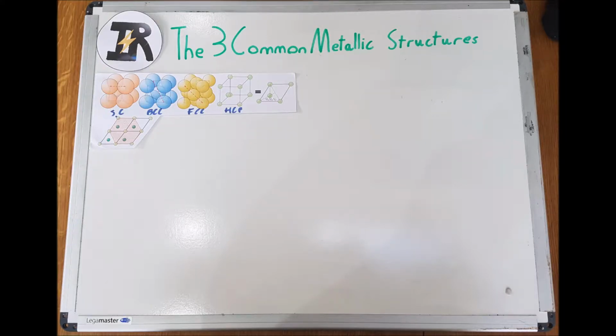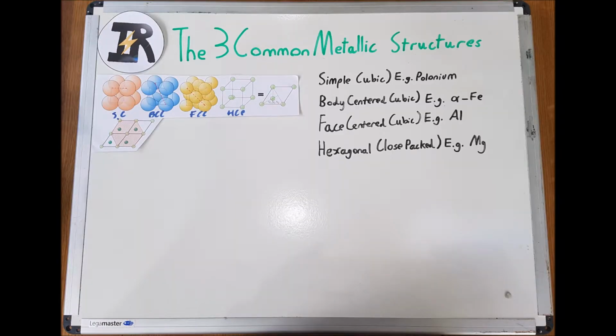Hello, my name is Ionic Rob, and in this video I will be showing you how to calculate the atomic packing factors of the three common metallic structures. The three are body-centered cubic, face-centered cubic, and hexagonal close-packed, shortened to BCC, FCC, and HCP respectively.